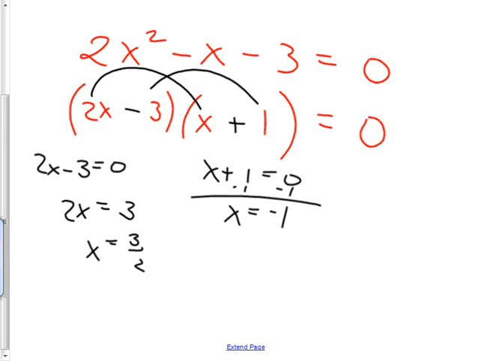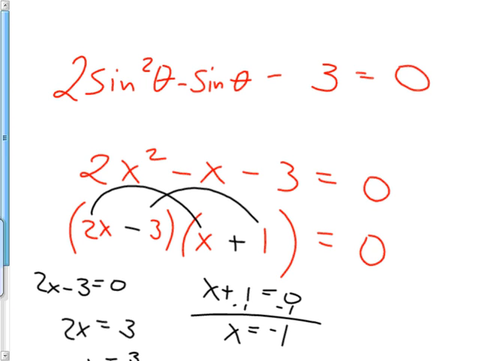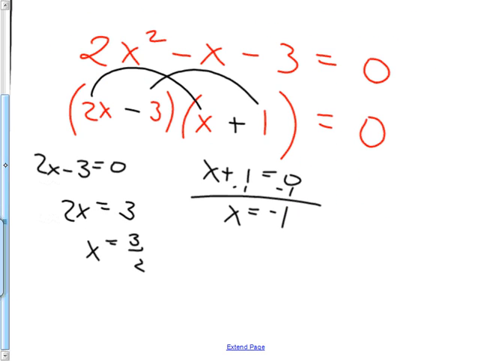Okay. Now, it's sort of like you've been avoiding something this whole time, and now you got to come back and deal with it. What have we been avoiding this whole time? The trig. The sine. So now is the time when you just substitute it back in. This was really sine the whole time. So it's sine of x and sine of x.